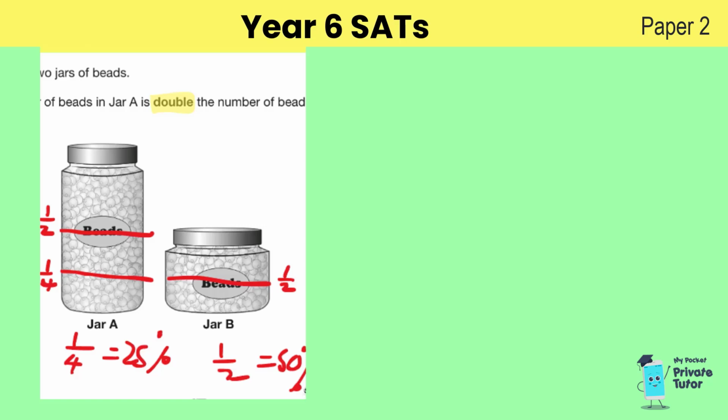So you could say something like half of a half, which is what this is, is the same as a quarter. A quarter is half of a half. Or you could draw a diagram and show that jar B is half of jar A. So half of that would be equivalent to a quarter of jar A, and a quarter is the same as 25%, and a half is the same as 50%.